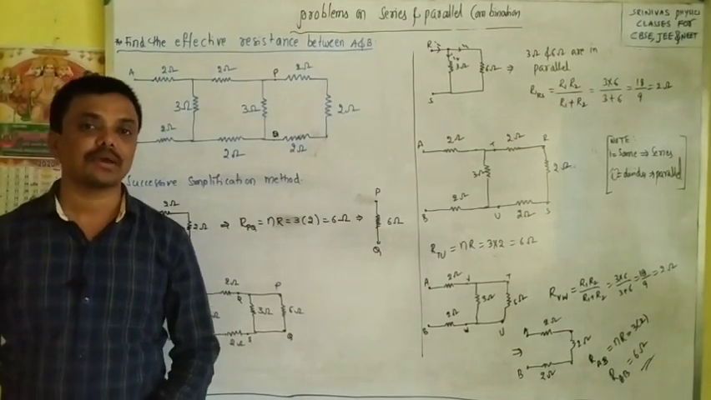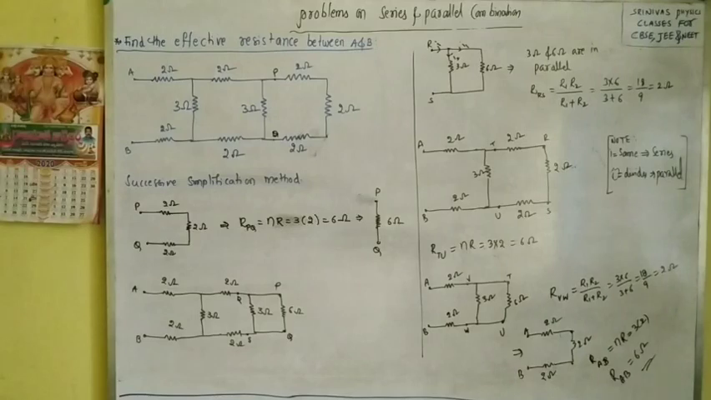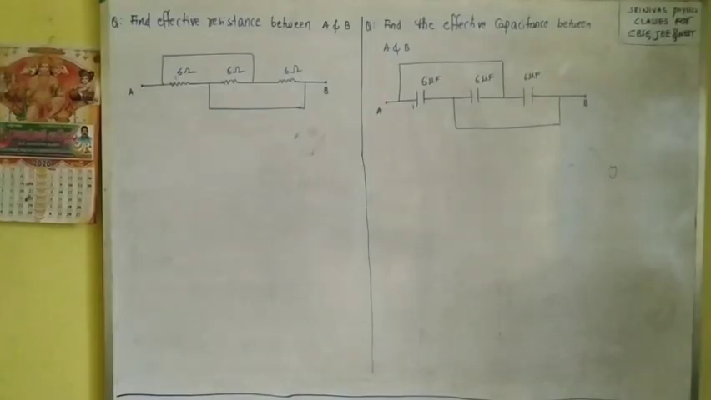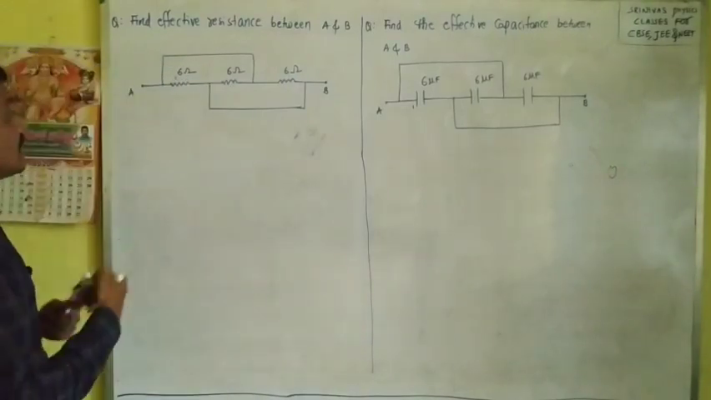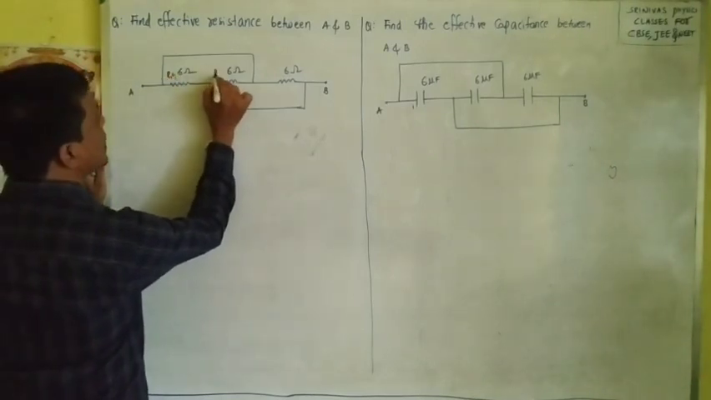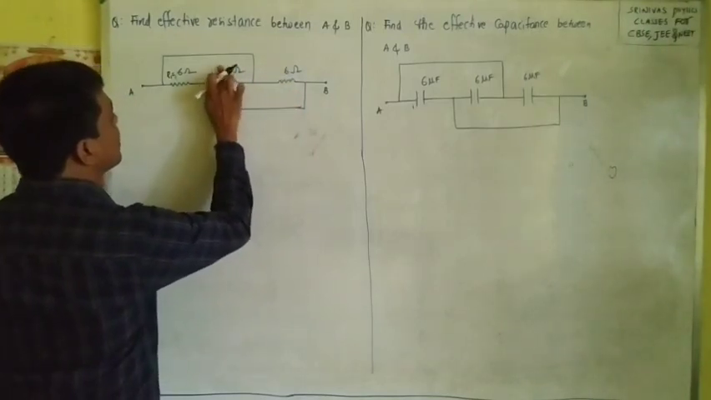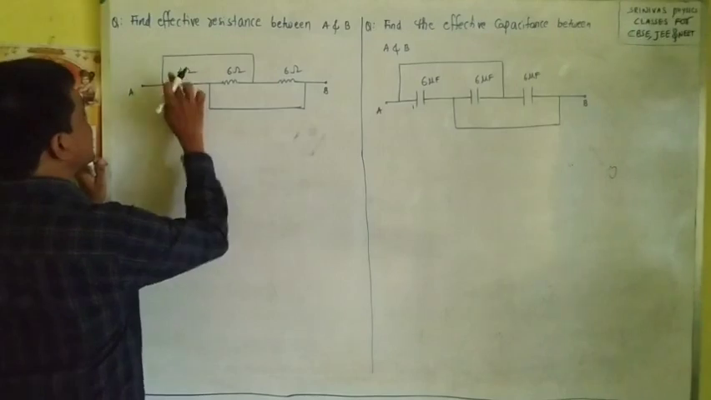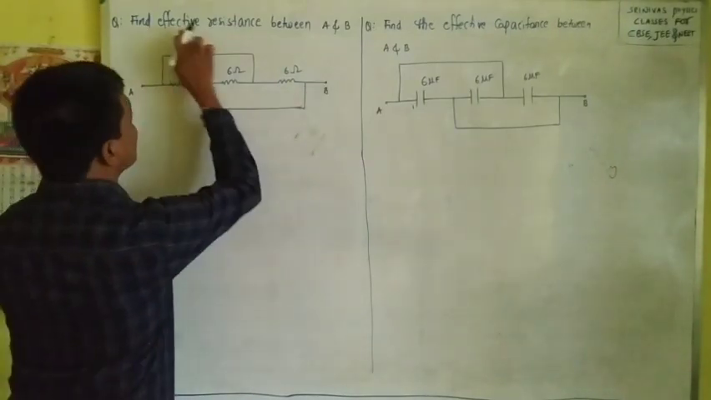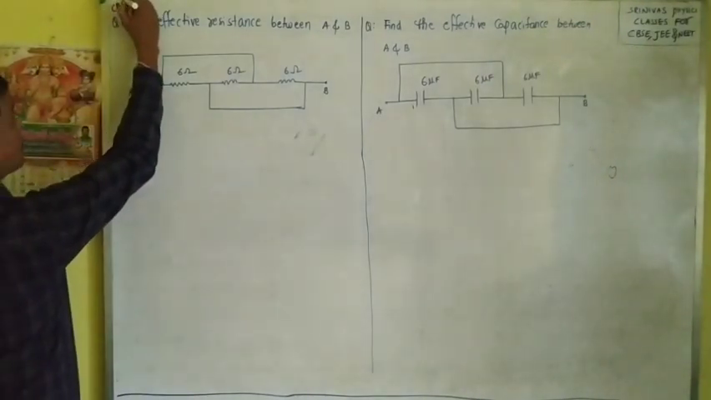Let's go for one more problem based on the series and parallel combination. This is our next question: find the effective resistance between A and B. There are 3 resistors given. R1 is equal to 6 ohm, R2 is 6 ohm, and R3 is also 6 ohm. We have to find the effective resistance of these 3 resistors between A and B. This is a previous CBSE question, very important.